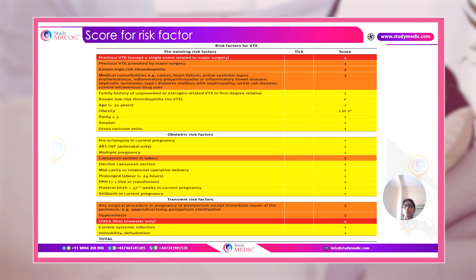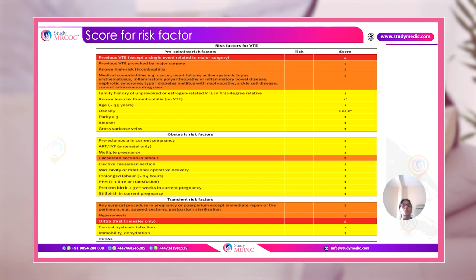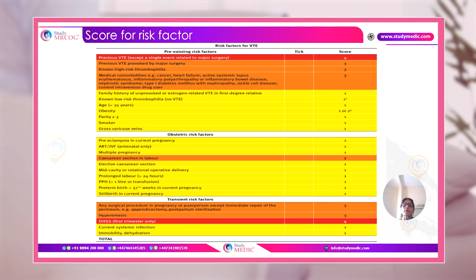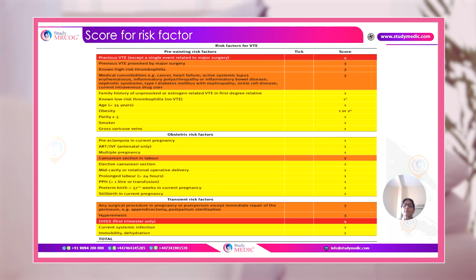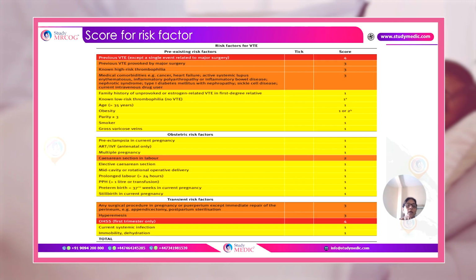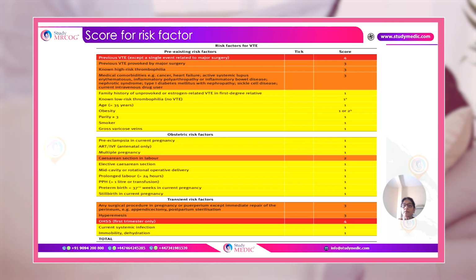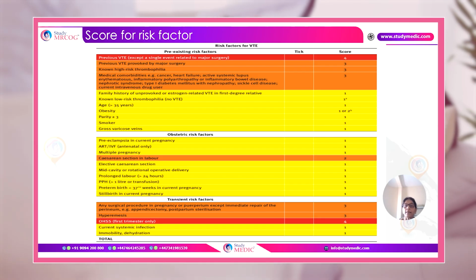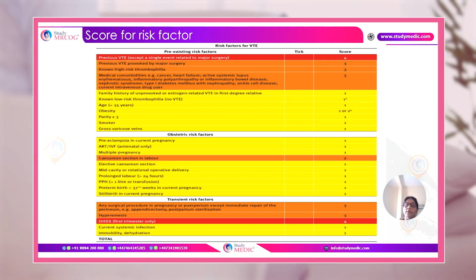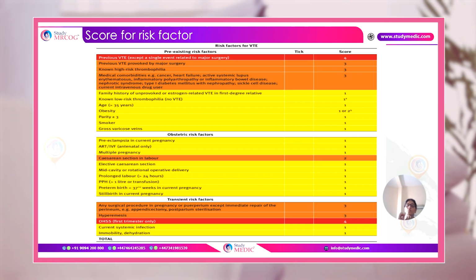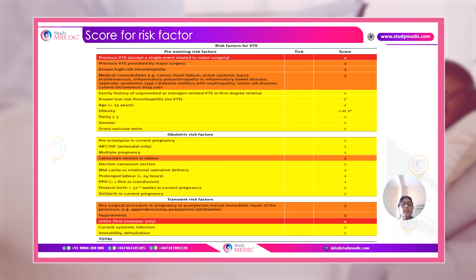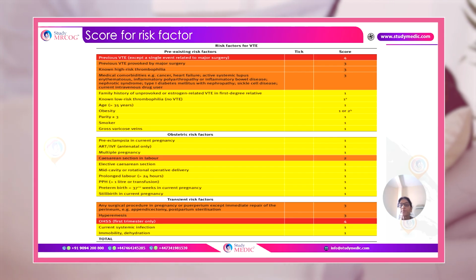Here you can see that there are some risk factors which have a score of 4. Those are marked in red. The amber ones are intermediate. They are marked as 3, and the yellow ones are low risk factors, so they are marked as 4. Now OHSS, even though it has a score of 4 and it is marked in red, it is a transient risk factor. So for anyone with OHSS, you will not continue thromboprophylaxis till the end of pregnancy. It will be given only till the end of the first trimester.